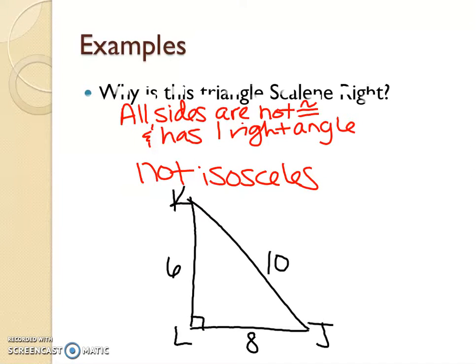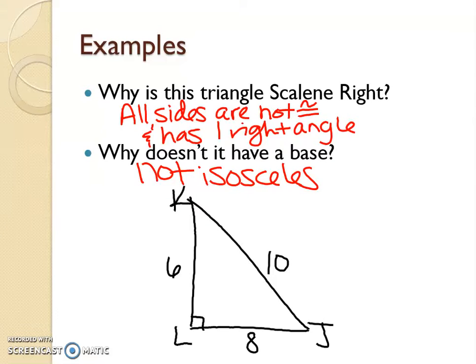So let's look at examples. Why is this triangle scalene right? And why doesn't it have a base? So right here, this triangle is a 6, 8, 10 triangle. Scalene right means you have a right angle, but all sides are different lengths. So we call this a scalene right triangle. And it does not have any base here because it's not isosceles. Isosceles triangles have a base.